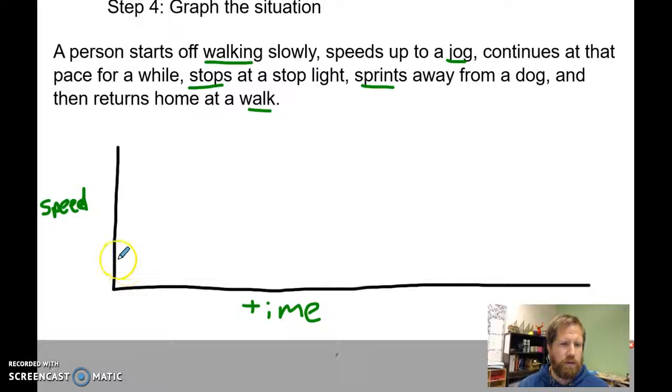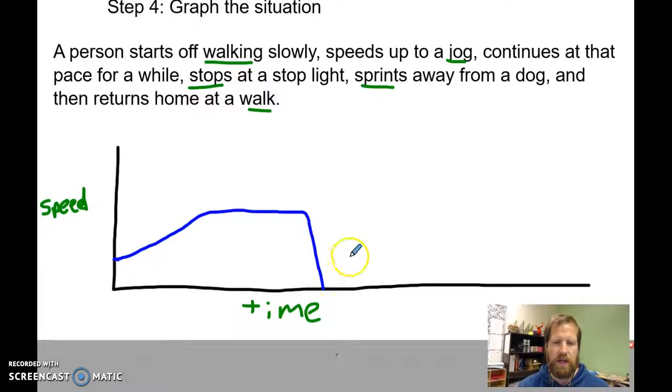Let's see, I'm going to use blue. So we're starting off, I'm going to say that this is my walking speed, right about here. So I'm walking, but then I'm speeding up to a jog, which maybe will be about here. Once he gets his pace, he's going to level off for a while. And then we stop quickly at a stoplight, right? We come to a stop really quickly.